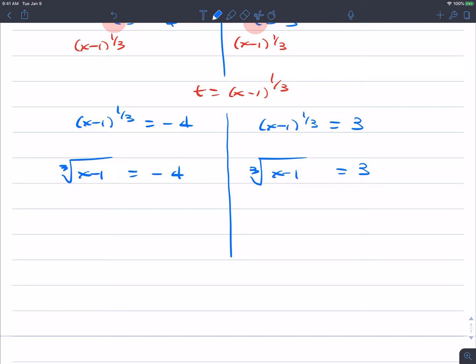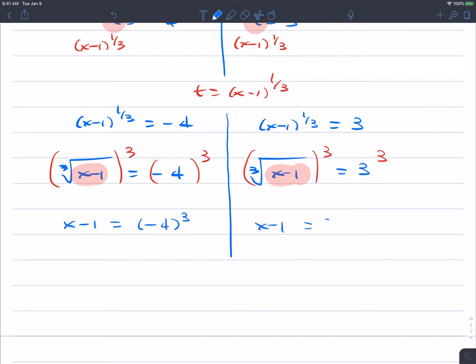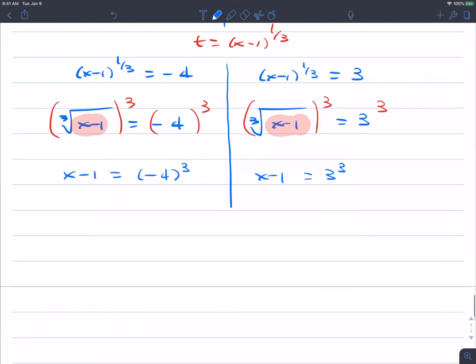Now, to solve these radical equations again, you already know you raise both sides to the index, which is 3 in this case. We're cubing both sides. By doing that, the radical goes away, and we have just what's left under that radical, which is x minus 1. So on the left, we get x minus 1, and that's negative 4 to the third power, which is negative 64. On the right, we get x minus 1, which is 3 to the third power, which is 27.